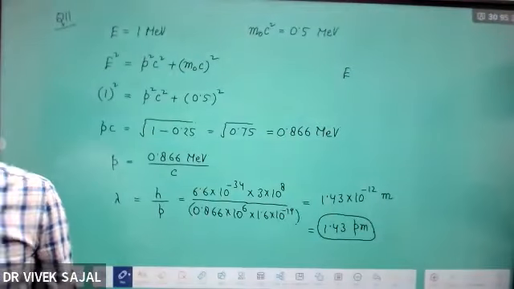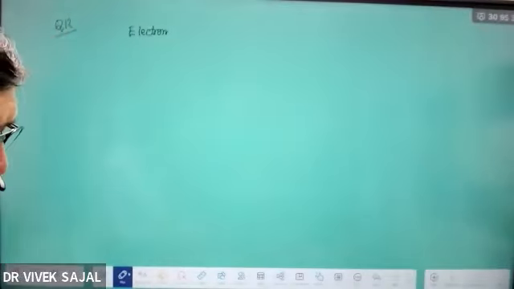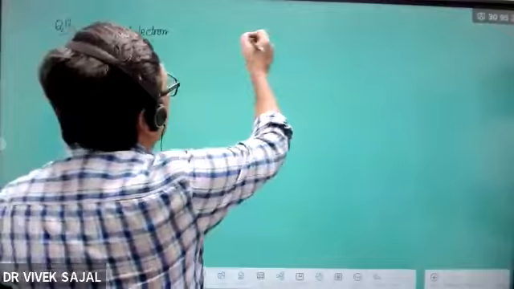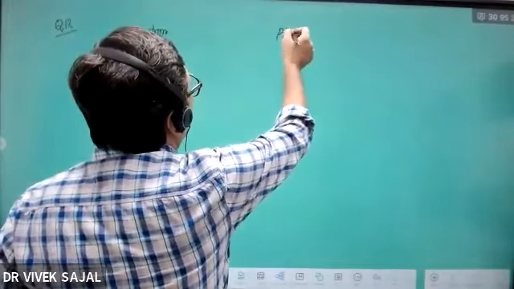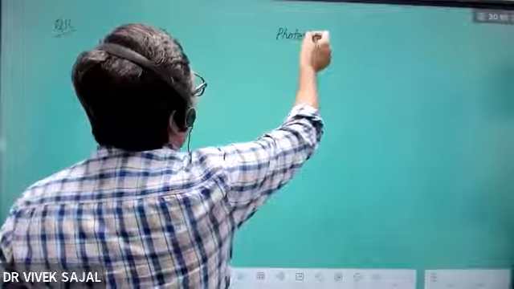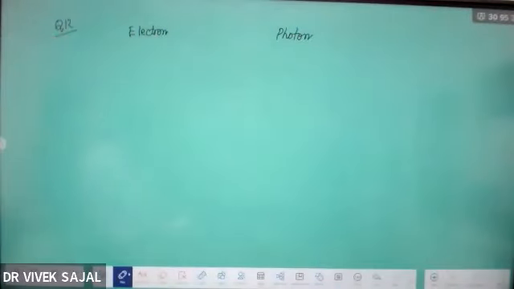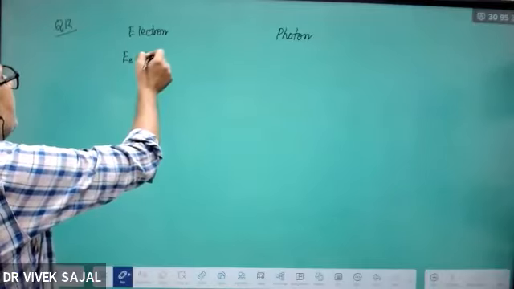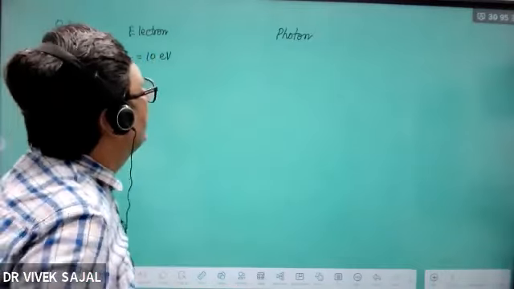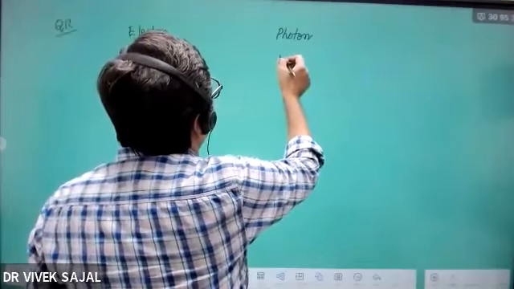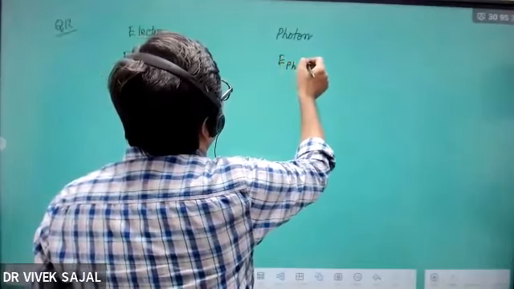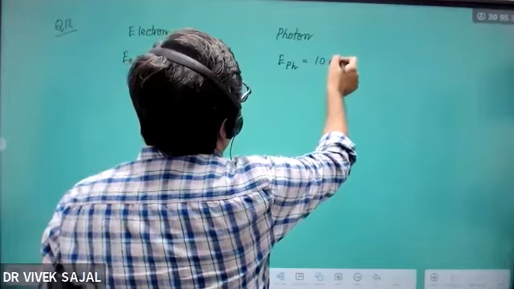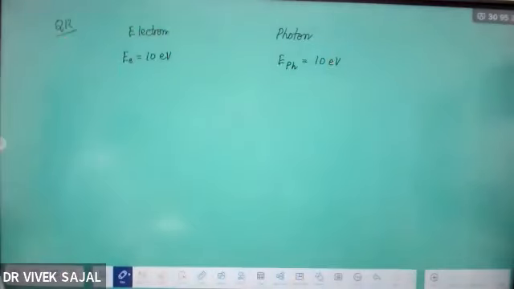Now go for the next. Consider a free electron and a photon. On one side it is electron, on another side this is photon. Both have 10 electron volt of energy. So energy of the electron is 10 electron volt, and here energy of this photon is equal to 10 electron volt. This is given to us.